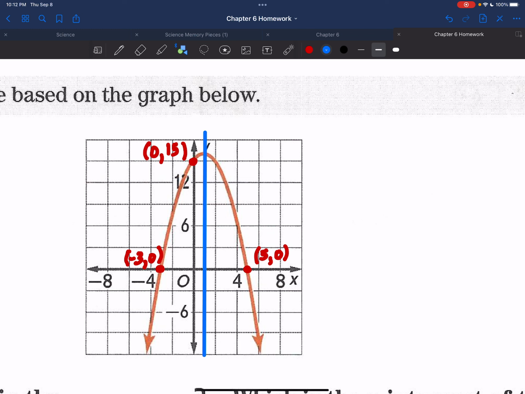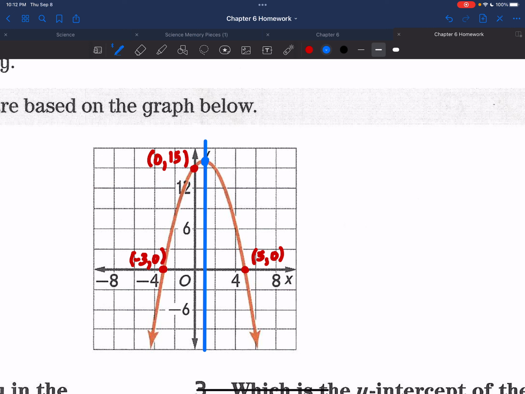It is not the y-axis because the peak of that parabola is up here. So you want to be sure that you can identify the line of symmetry. And that line of symmetry is at x equals 1. So we see that's a maximum also. We have a relative maximum.